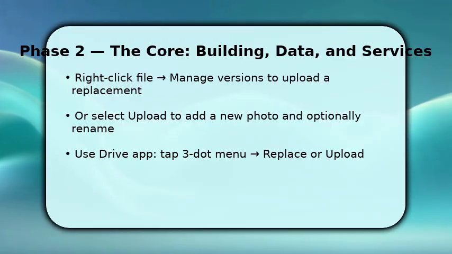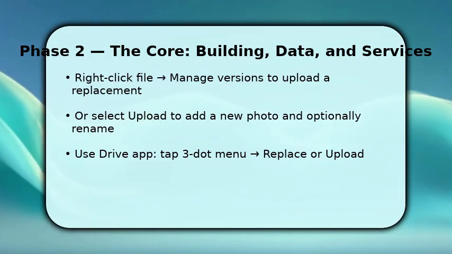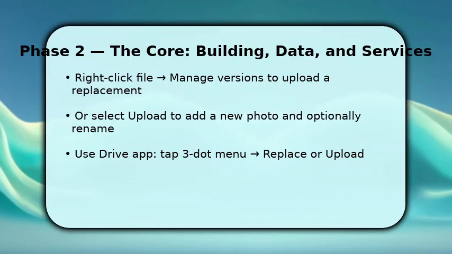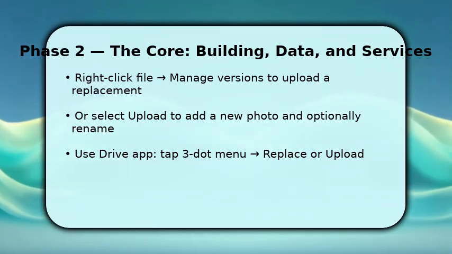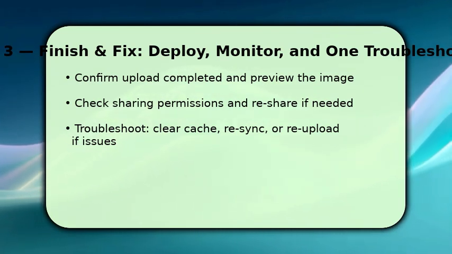On mobile, tap the file's three-dot menu and pick Replace or Upload depending on your OS. Make sure file types match expected formats and allow time for sync before moving on to sharing adjustments. Finally, confirm the upload finished by previewing the image in Drive. Check timestamps and file size to verify it's the right version.